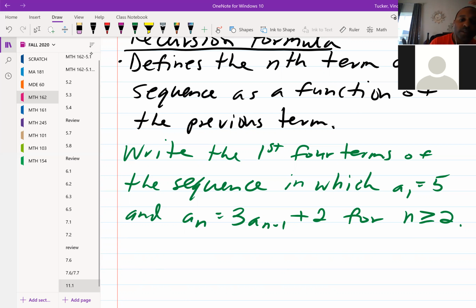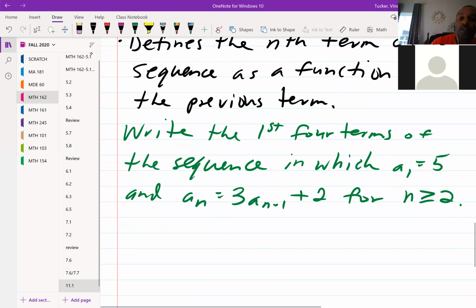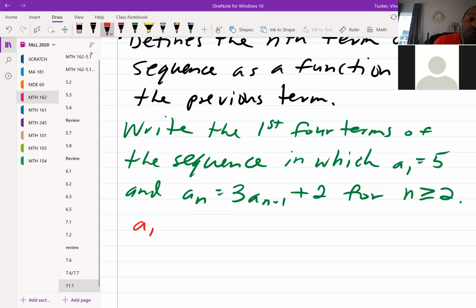So this sequence starts, when you talk about plugging in, it starts with plugging in 2 because they already gave you a sub 1. So now if they say write the first four terms of the sequence, the first term of the sequence is given. So a sub 1, 5 should be that first term of your sequence. Then a sub 2 is going to be 3, and the way you should look at it is 2 minus 1 plus 2. So it's going to be 3 a sub 1.